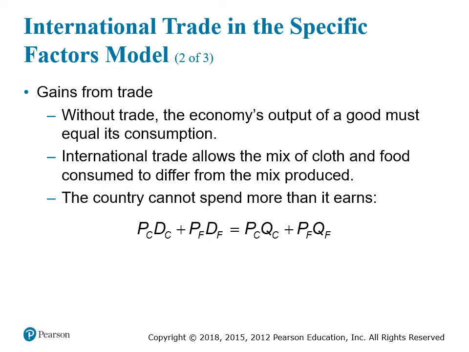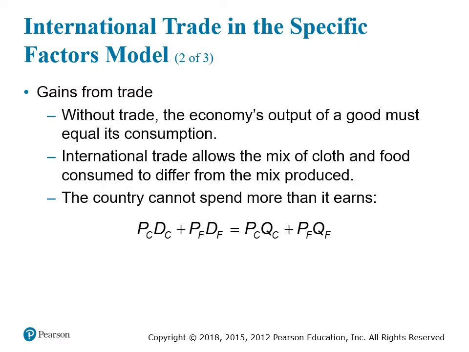In other words, if you are producing a lot of cloth, you can export cloth. You don't have to consume all of the cloth that you are producing, and you can exchange that for other goods, or in this case maybe for food. So being able to consume a different combination of two goods than what you could produce is also a benefit of engaging in international trade.